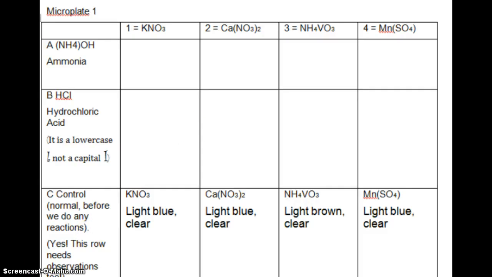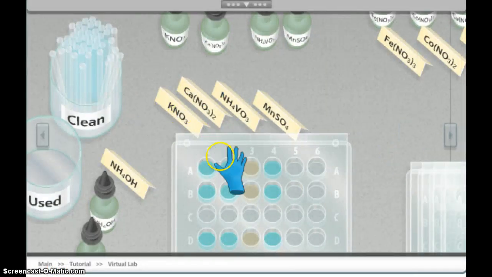All right, so we'll go back to our lab. All right, so what I did on pause is I just put the potassium nitrate, this KNO3, in all of row 1, in all of column 1. I put the calcium nitrate in all of column 2, the ammonium vanadate in all of column 3, and the manganese in all of column 4. Yeah, I skipped that row because we didn't need it.